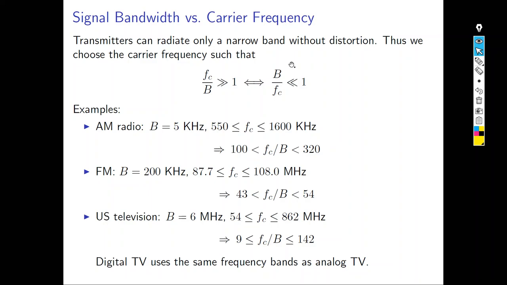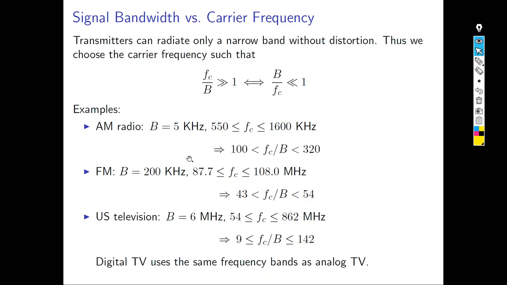Now, what's the relationship between signal bandwidth and carrier frequency? The carrier frequency should be much, much, much larger than the bandwidth of the signal. Why do we have this? To avoid distortion from one perspective, and also to make sure that we can multiplex different signals on the same line. For example, in AM radio, the bandwidth of your signal is 5 kilohertz. The carrier frequency is 550 to 1600 kilohertz. So as you can see, if you divide fc over B, what's the factor? It is around 100 or even more.